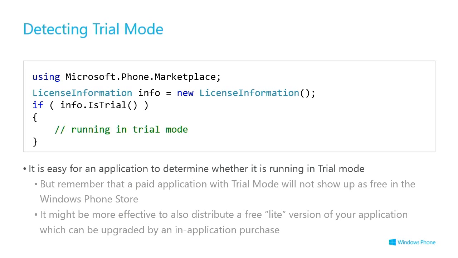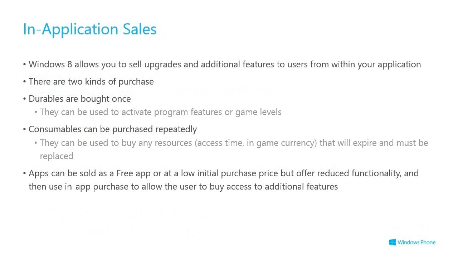The way you figure out if you're running in trial mode is that the license information API has a method on it called isTrial. Just call that. If it comes back as true, you know you're running in trial mode. Then it's up to you to figure out what functionality you offer in trial mode, so you're blocking access to certain features. This is how you do it: you have code littered through your app that's blocking access based on what this method returns.